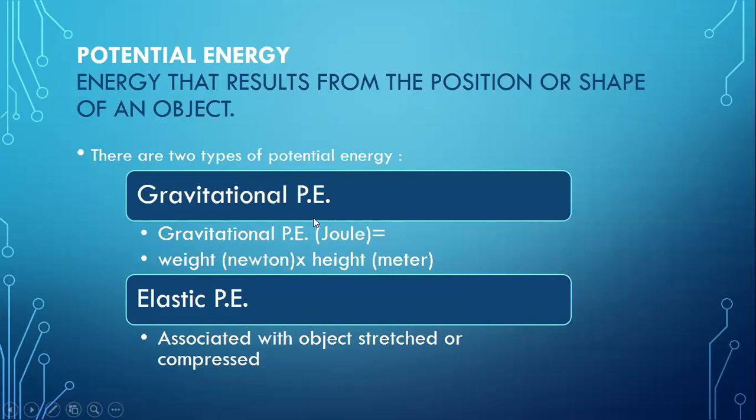The gravitational potential energy, guys, is the energy according to the height or the position of the object itself. It depends on two things: the weight and the height. On the other side, the elastic potential energy is associated with an object that is stretched or compressed, so that depends on the shape of the object.